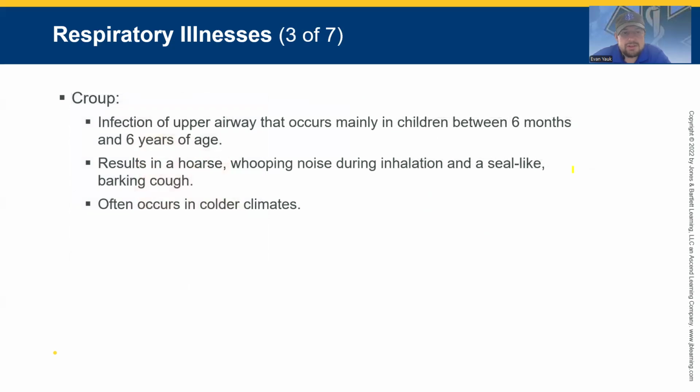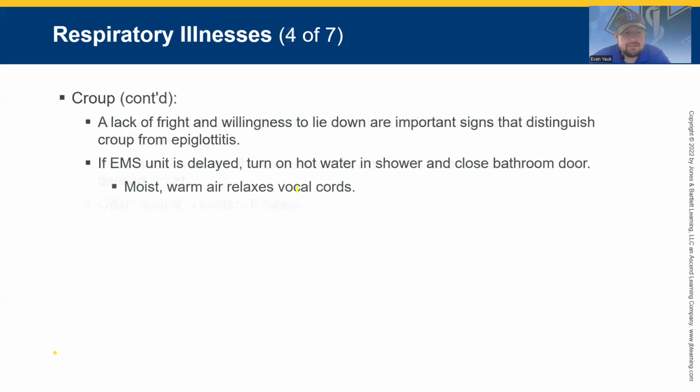Croup. This is an infection of the upper airway, and it occurs mainly in children between 6 months and 6 years of age. It results in a hoarse, whooping noise during inhalation and a seal-like barking cough. So if you remember that, right here, that will help you quickly determine or answer test questions. That croup is probably what you're looking at. It often occurs in colder climates.